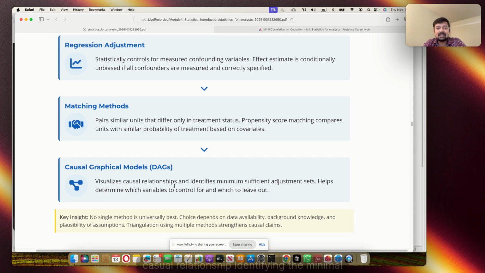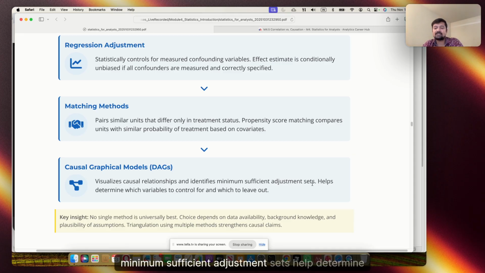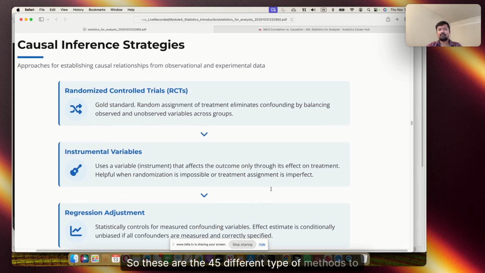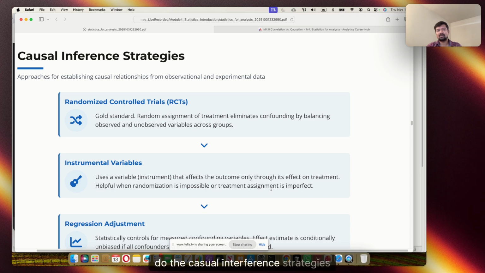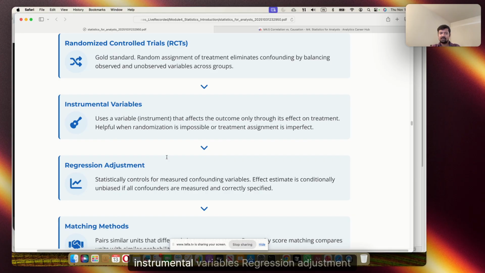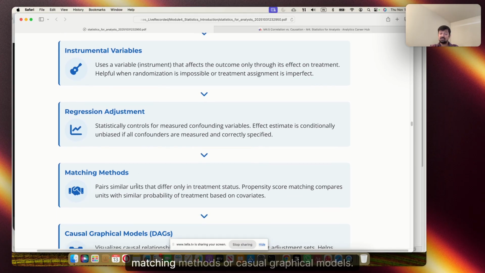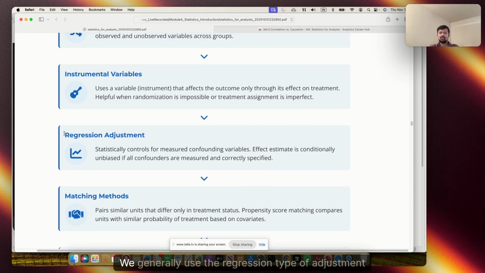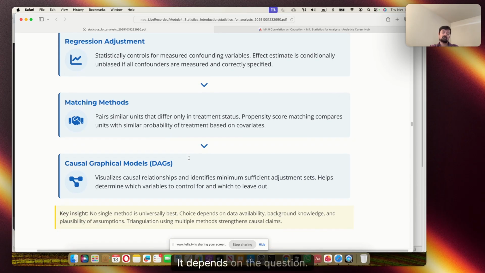This visualizes the causal relationship, identifying the minimum sufficient adjustment sets, and helps determine which variables to control for and which to leave out. So these are the four or five different types of methods to do the causal inference strategies. Either go for randomized control trials or instrumental variables, regression adjustment, matching methods, or causal graphical models. We generally use the regression type of adjustment methods, but it depends on the data, it depends on the question.